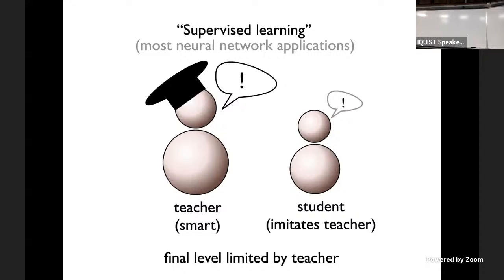This is what happens if you usually teach a neural network to give you predictions like classifying an image. The problem with this approach is the final level is obviously kind of limited by the level of the teacher. If the teacher is not very smart, the student will never get very smart by imitating the teacher. That's not what we expect from a really good student, and it's also not what we expect from a scientist. In science, we want to discover new stuff. Maybe we want to one day become better than our teacher.